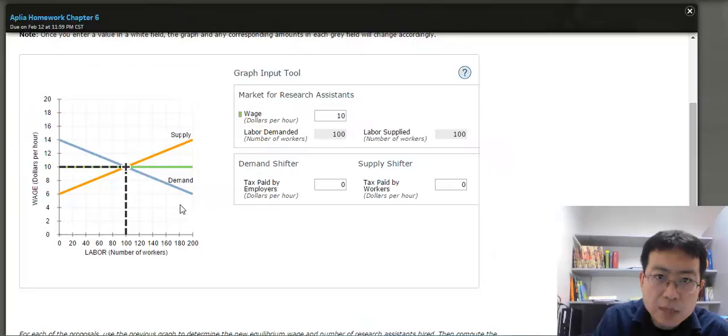Now we have this demand shifter and supply shifter. We're going to do a combination of different taxes paid by employers and taxes paid by workers to see how the wage changes and how the quantity changes in the marketplace.